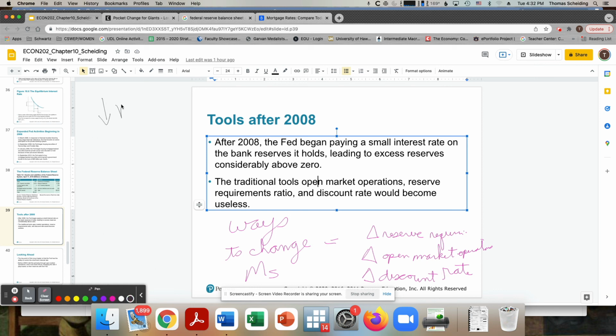If I want to reduce the money supply, then I would raise the reserve requirement. I would sell government bonds, or I would raise the discount rate. These would be all things that the Federal Reserve could do individually or all together that would reduce the money supply. It could alternatively increase the money supply.